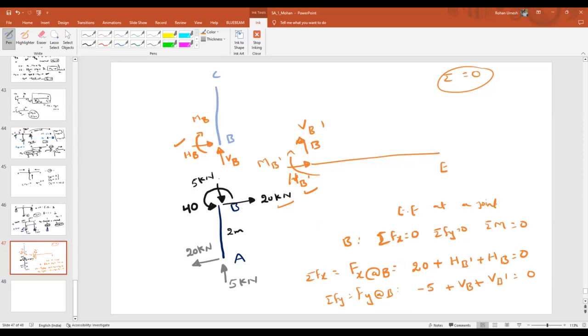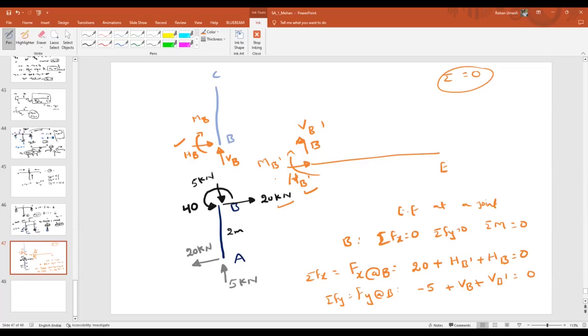As you are having only 2 members, one reaction you have directly shown in the opposite direction. But here, instead of 2, we are having more than 2 members. That's why we are not directly knowing these values. Did you understand? HB, VB, and MB are not known. HB dash, VB dash, and MB dash are also not known. Is it okay as of now? Do you guys agree till this point?